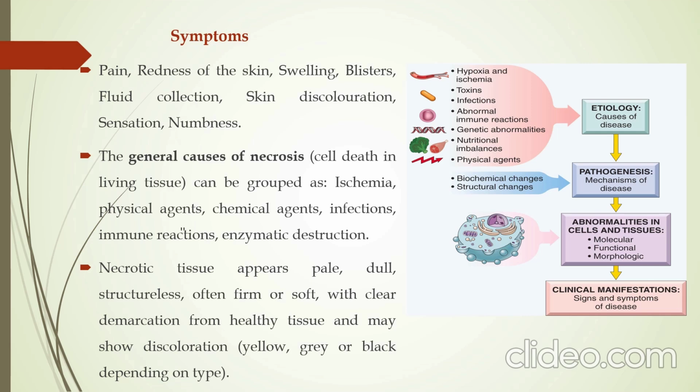Immune reactions like autoimmune disorders and hypersensitivity responses can injure tissues, and enzymatic destruction such as pancreatic enzymes digesting fat in fat necrosis further leads to cell death. Additionally, mechanical injuries including cutting, crushing and rubbing directly damage tissues, collectively contributing to various forms of necrosis. Necrotic tissue appears pale, dull, structureless, often firm or soft with clear demarcation from healthy tissue, and may show discoloration like yellow, grey or black, depending upon the type of necrosis.